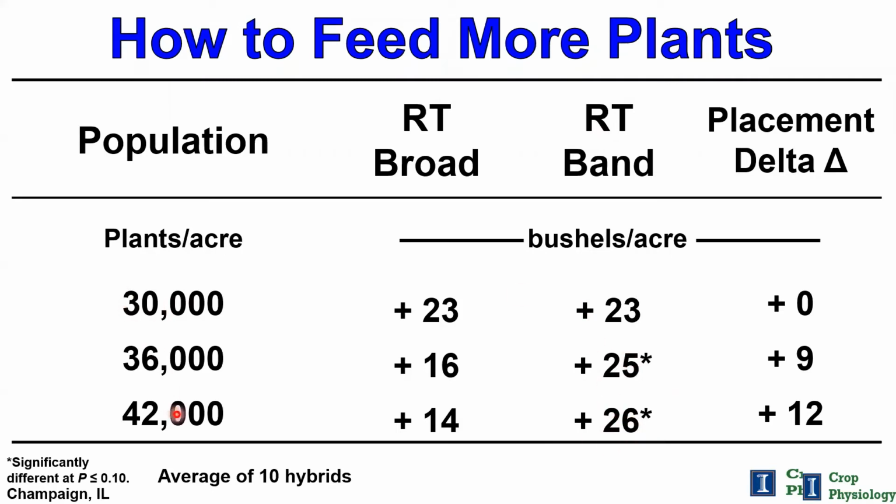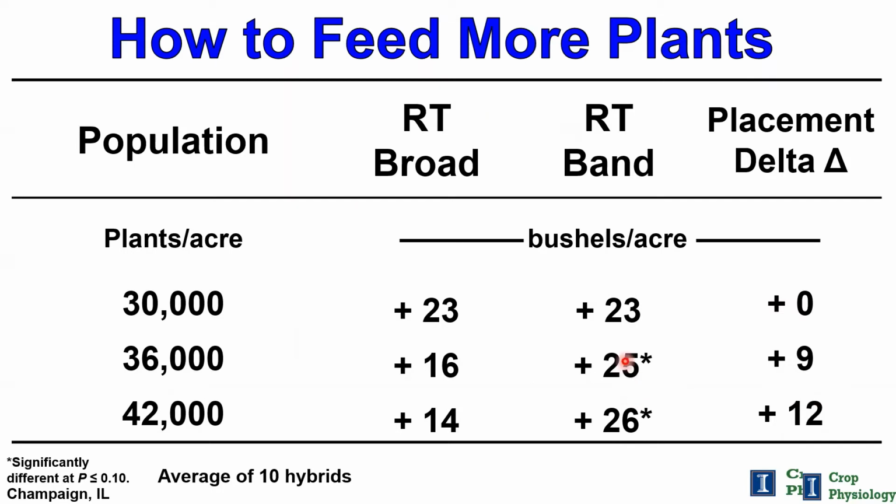And you can see when we bump these populations up, the overall delta, the placement delta, change in yield from band to broad, is nothing at that lower density. We don't see the advantage there at that lower density. So this doesn't work every time. But when we bump those densities up, kind of like what we saw with the row spacing, we have a smaller root system, so precision fertilizer placement of nitrogen, phosphorus, potassium becomes much more important.